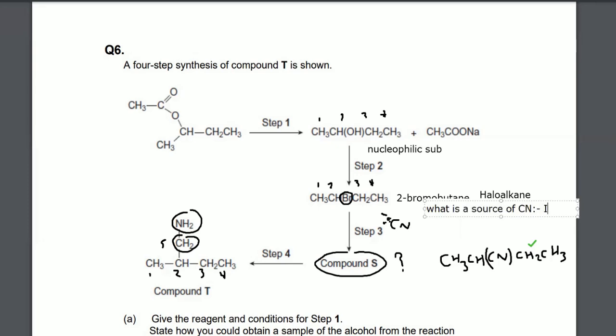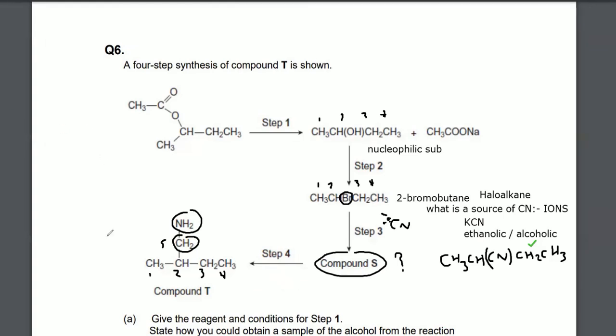So what was the source of the nitrile ions? Hopefully you came up with it. We can use potassium cyanide or sodium cyanide, KCN or NaCN, and you want to dissolve these in ethanol. The reason why is ethanol is a really good solvent for polar and non-polar substances. So we will have scored our first 2 marks.